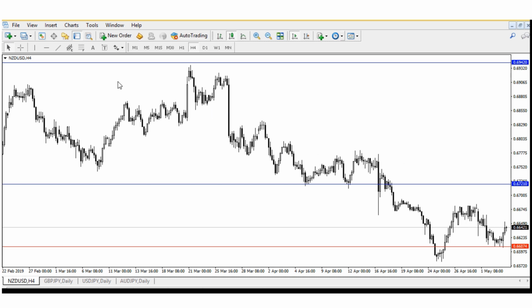So let's plot the levels on them already. This is the descending channel support, and the descending channel resistance.